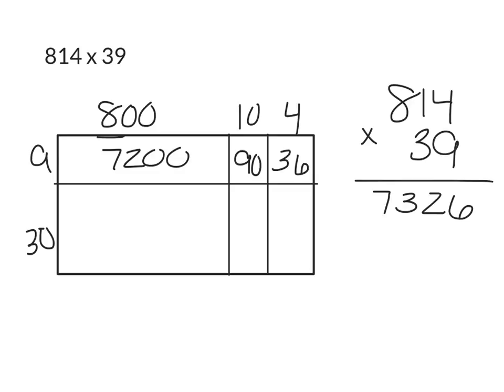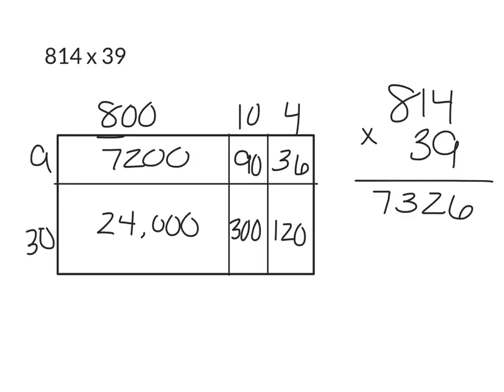Now I have 30 times 4. Well, I know 3 times 4 is 12, so 30 times 4 would be 120. I have 30 times 10. I know 3 times 10 is 30, so 30 times 10 would be 300. And I have 30 times 800. I know 3 times 8 is 24. 30 times 8 would be 240. 30 times 800 would be 24,000.